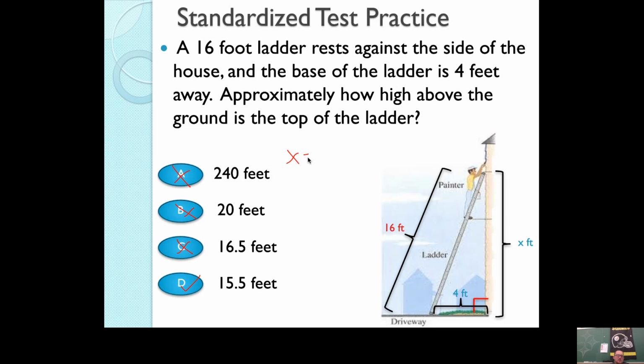To find that x, here's what you would do. You would take the square root of your biggest side, which is your hypotenuse, squared, minus one of the legs squared. So we'll do hypotenuse squared minus leg squared. Take the square root of that. That'll give you the exact answer.